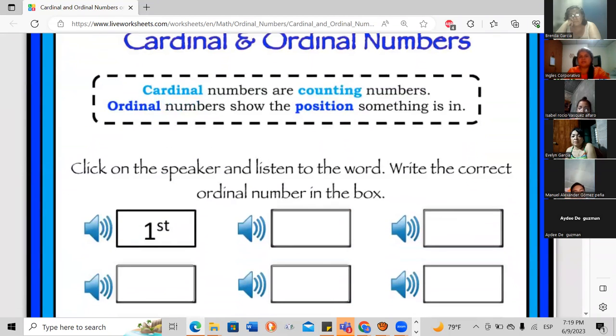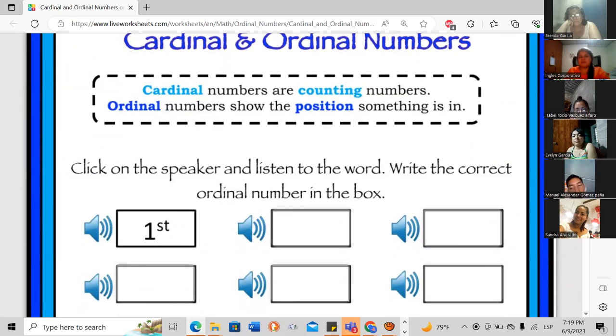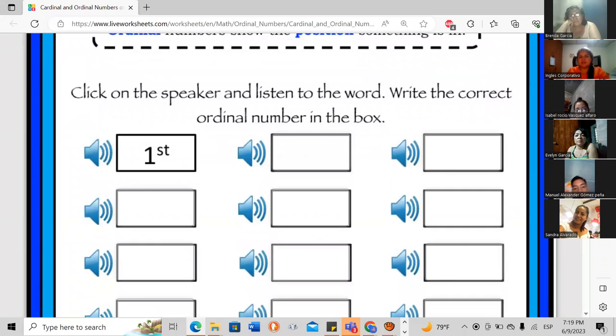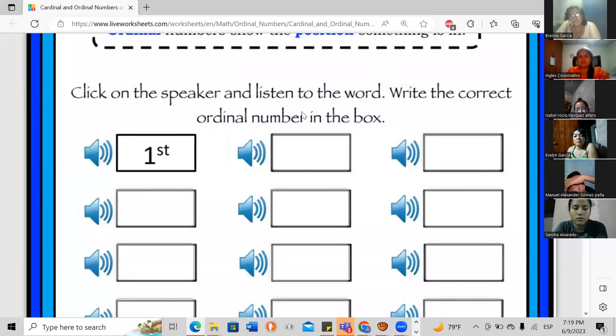Cardinal numbers are counting numbers. Ordinal numbers show the position something is in. Okay. Here we are going to write the one that we listen to. Write the correct ordinal number in the box. 13th. Which one is it? Listen again.